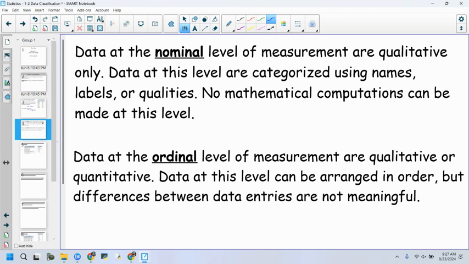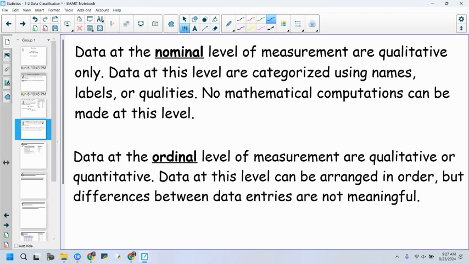So for example, if I asked you what classes you are taking, that's the nominal level. If I asked what sport you got that head injury from, that's the nominal level. All I am doing is just spitting out that piece of information and you're done. It's qualitative only. Data at this level are categorized using names, labels, or qualities. No mathematical computations could be made at that level because it's only qualitative.